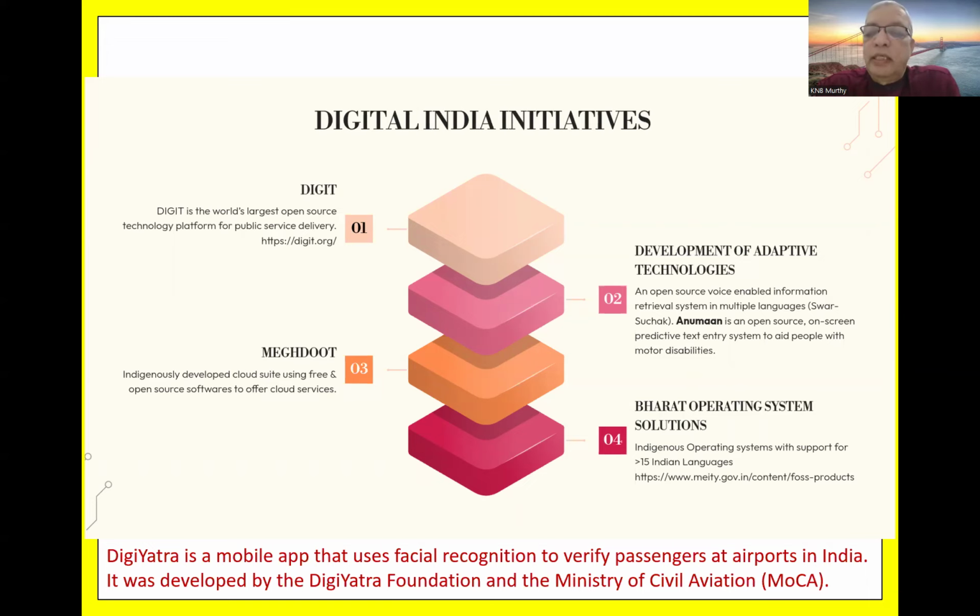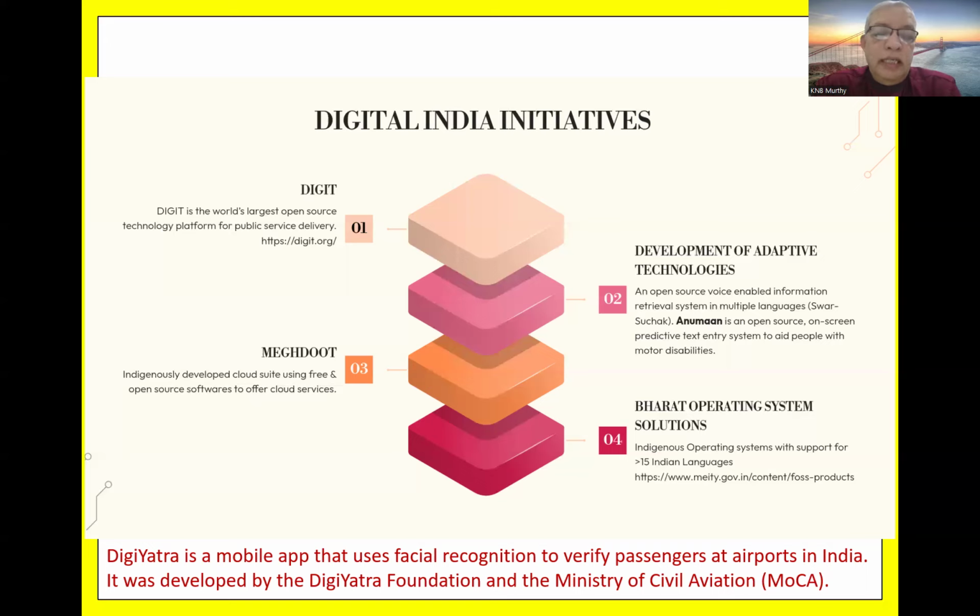SwarSuchak, which is referred to as SwarSuchak. Anuman is another open source on-screen predictive text entry system to aid people with motor disabilities. Third one, Meghdoot. Meghdoot is an indigenously developed cloud suite using free and open source softwares to offer cloud services. Fourth one, Bharat Operating System Solutions, indigenous operating system with the support for more than 15 Indian languages.